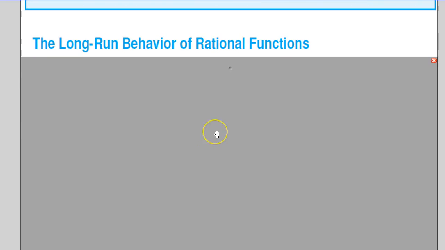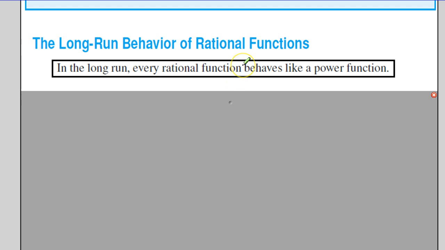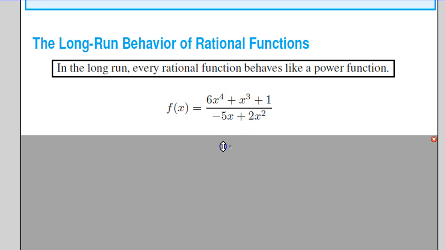So just like we dealt with long-run behavior of polynomial functions, let's look at the long-run behavior of rational functions. And here's a very important point. In the long run, every rational function behaves like a power function, just like in the long run, every polynomial function behaves like a power function. To do that, we're going to take a look at this example. This is a rational function because it is the ratio or quotient of two polynomial functions, and the denominator function is not the zero function.